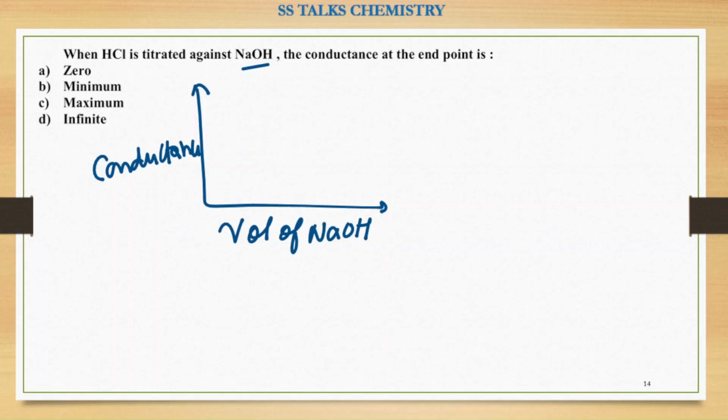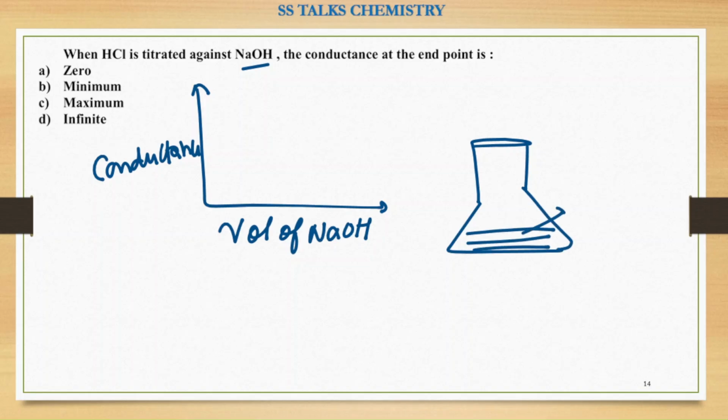So initially, suppose this is the beaker you are having. In this, initially you are having the HCl. Here is your HCl present in it, and you are measuring the conductance in it. So here the H positive ions are present. Due to that, the initial conductance is gonna be very high. You are gonna observe suppose this much conductance you are having. Now through the burette, what you are doing is adding the NaOH from it. Drop by drop you start the addition of this NaOH. So with that, what is gonna happen?